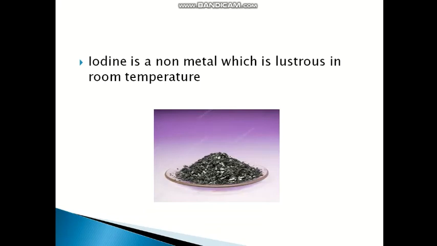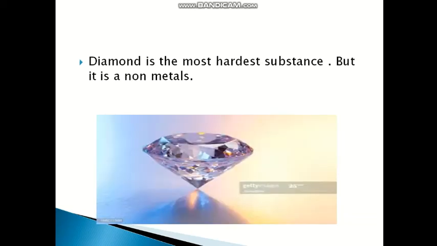The next important point you have to remember: I have already told you that non-metals are non-lustrous. But here is an exceptional case, this is the iodine crystal. Since iodine is a non-metal, it has a lustrous property. Next you can see a diamond. A diamond is a non-metal, but it has a lustrous capacity.